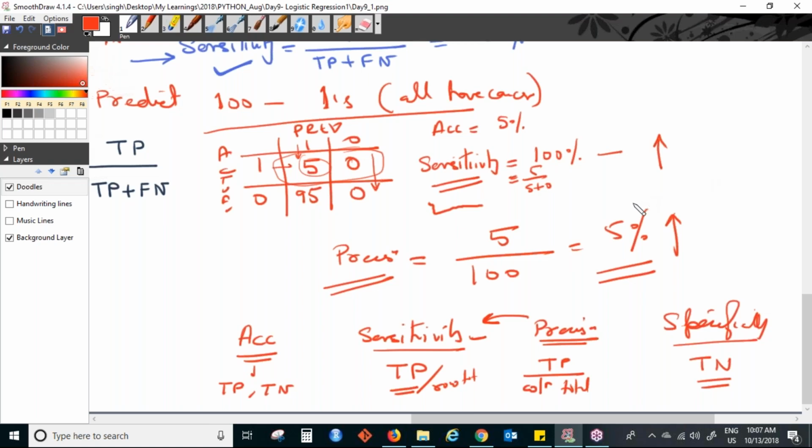No, there is no flaw for precision. But precision alone will not give you a clear picture. You have to use precision along with sensitivity.